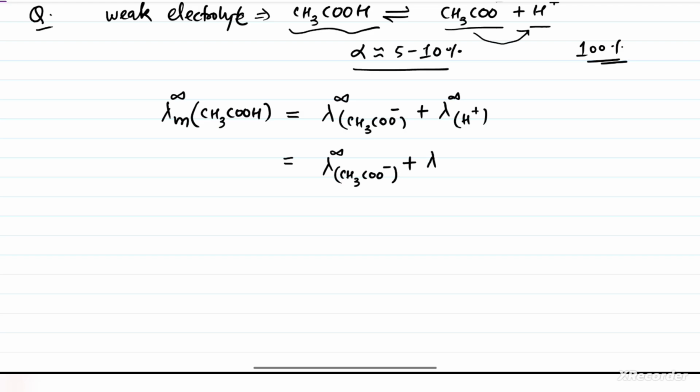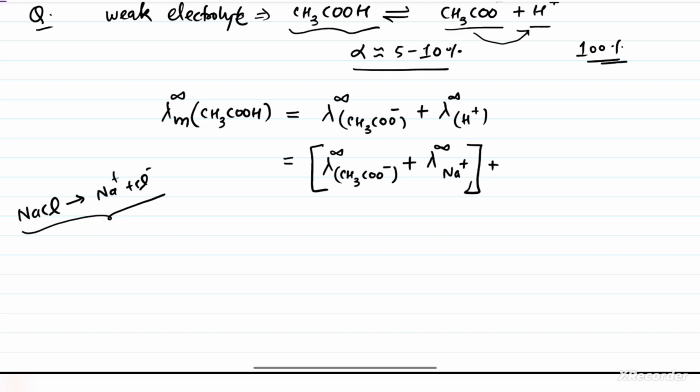I can add λm∞ of Na⁺. So basically I'm assuming NaCl here, because NaCl is a strong electrolyte, it dissociates 100%. So I will add these two ions. So I have added Na⁺, so write it in one bracket, then I can write λm∞ of H⁺.